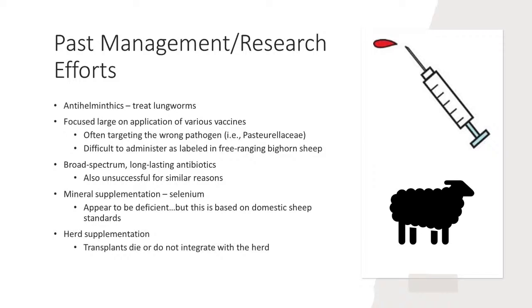And then, of course, because we like to move sheep around, we've done herd supplementation. So can we just put more animals in? But usually what happens is they die of Mycoplasma ovipneumoniae, or interestingly, from a social perspective of the sheep, they don't integrate with the herd. And they end up getting eaten by lions and other things.